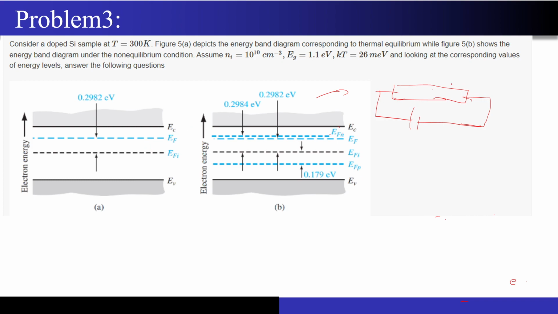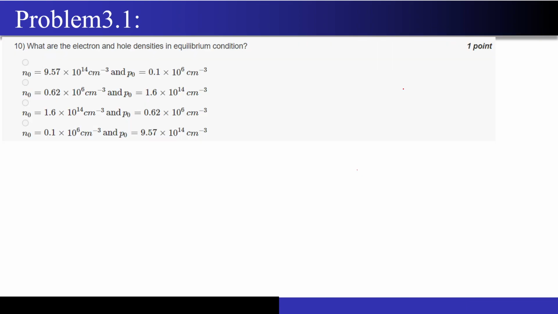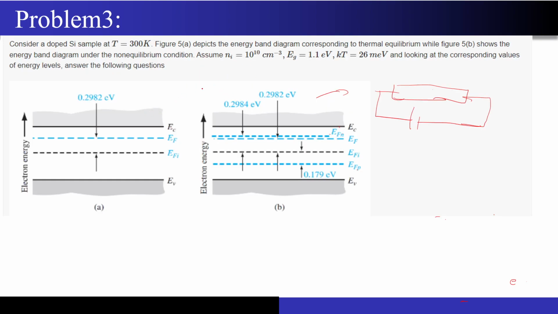Now what they are asking us, the first problem: what are the electron and hole densities in the equilibrium condition? This is the equilibrium condition. What they mention here is EF minus EFi, and this is the only thing that has been given to me: 0.2982 electron volts.